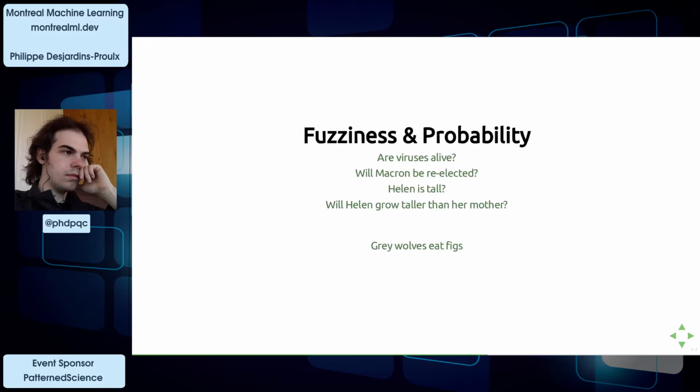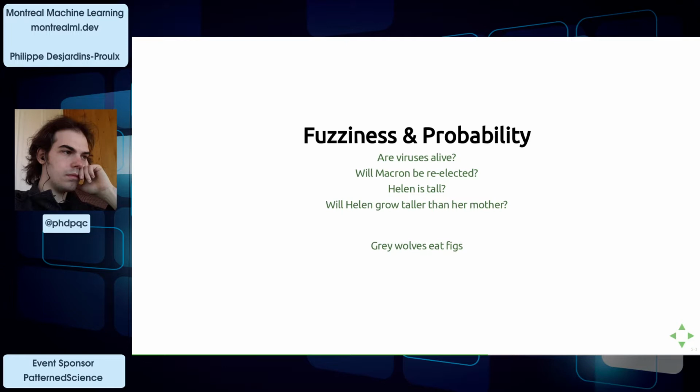Then we have fuzzy logic. Fuzziness and probability may look similar. They both involve real numbers in the 0-1 range, but they are quite different. Fuzziness is about degrees of truth. So 0 is completely false, 1 is completely true, and between these two extremes we have nuances of truth. The question, are viruses alive, is a good fit for fuzzy logic. Viruses have some, but not all, characteristics of living organisms. If, for example, they have 4 out of 5 characteristics, you can assign a truth value of 0.8 to the statement, are viruses alive?